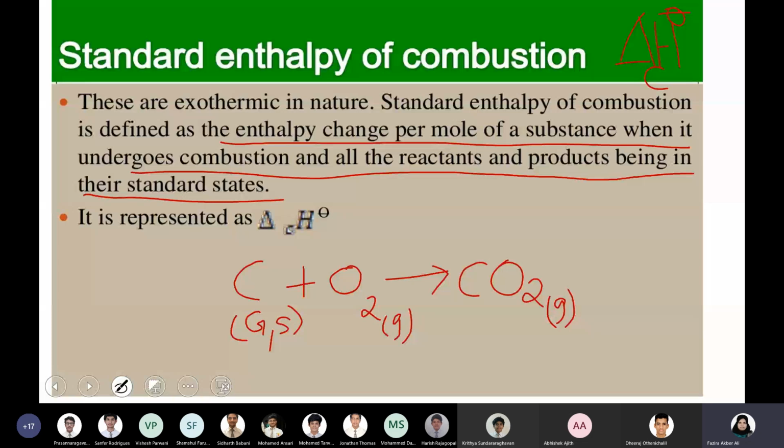It's an exothermic reaction, the enthalpy change accompanying the complete combustion of 1 mole of a substance, with the reactants and products in the standard state.